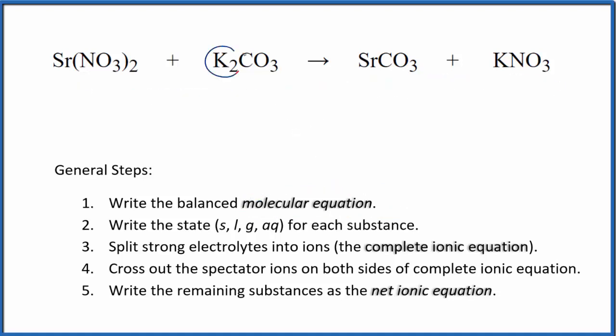I can see I have two potassium atoms here and just one here. So I'm going to put a 2 in front of the KNO3. That balances the potassiums. Now I have two nitrates, and I have two nitrates over here, and it looks like everything else is balanced. So now we can write the state for each substance.